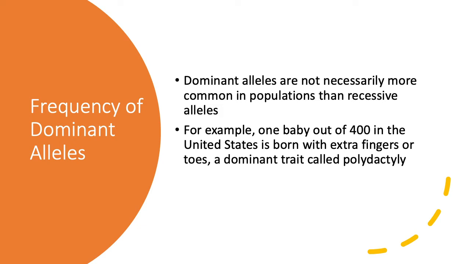One trait that works like that in humans is polydactyly. Polydactyly is when a person has extra fingers or toes. There are a number of different genes that are involved in whether or not a person will be polydactyl, but at least one of the mutations that causes polydactyly is dominant. That means that a person only needs to have one copy of the allele of that gene that causes polydactyly in order to have extra fingers or toes.